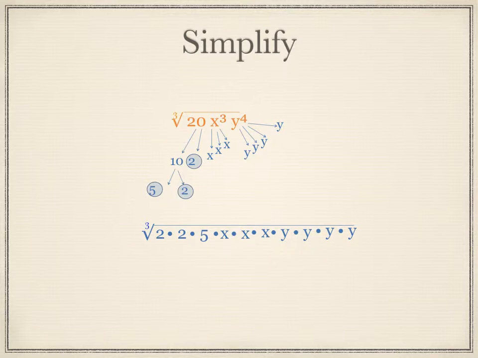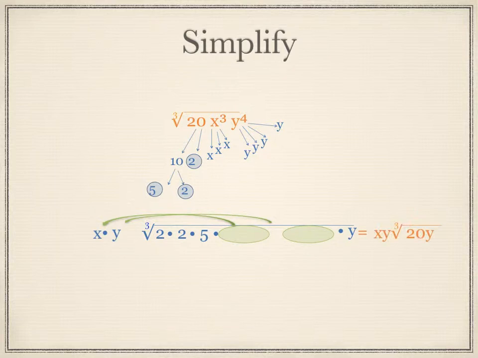Now, with the cubed root, it means that we have to have 3 of the same number underneath to take one out. So notice we have 3 x's, so we can take one x out. We've got 3 y's, so we can take one y out. Notice that we don't have 3 of anything else underneath, so that's all we can take out. So now we multiply back together, and we get xy times the cubed root of 20y, because 2 times 2 times 5 is 20, and then times y.